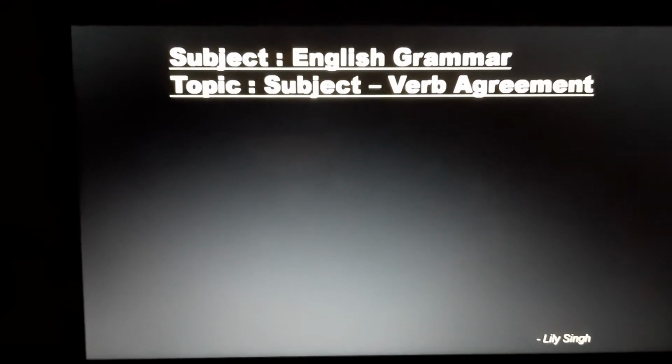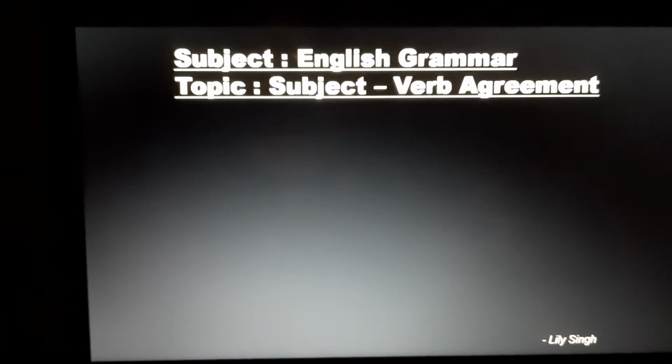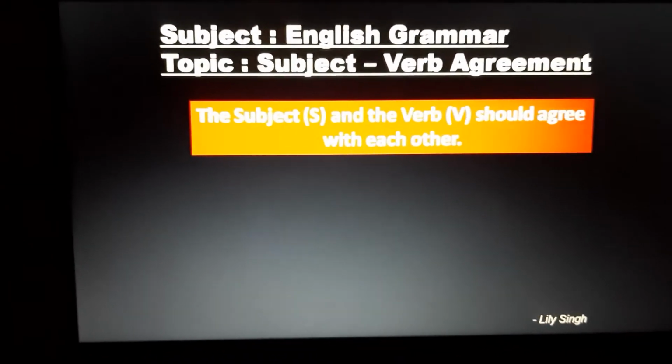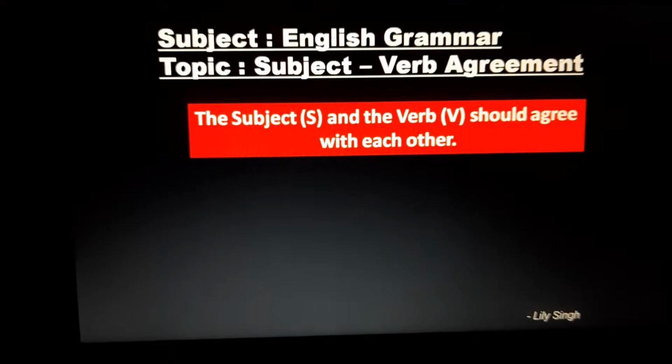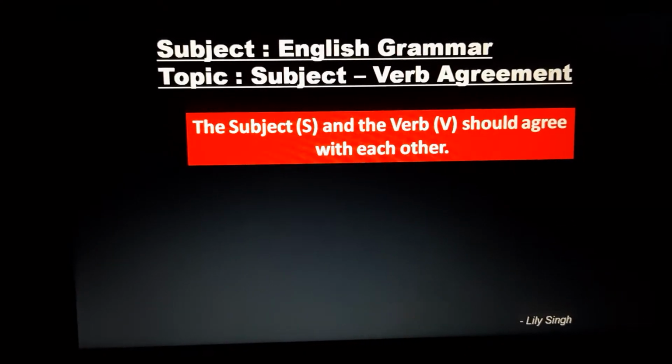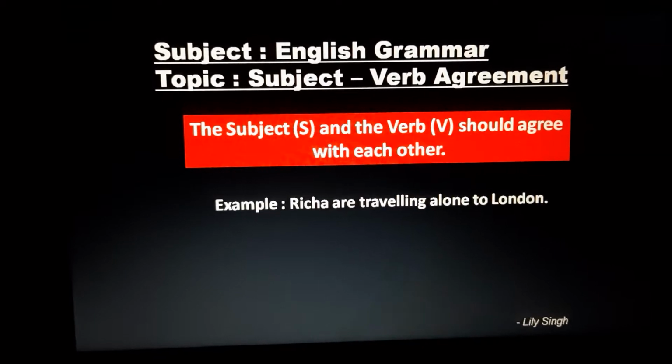We are studying English grammar. The topic for today is subject-verb agreement. Subject-verb agreement means the subject and the verb should agree with each other. Let us see what this means.